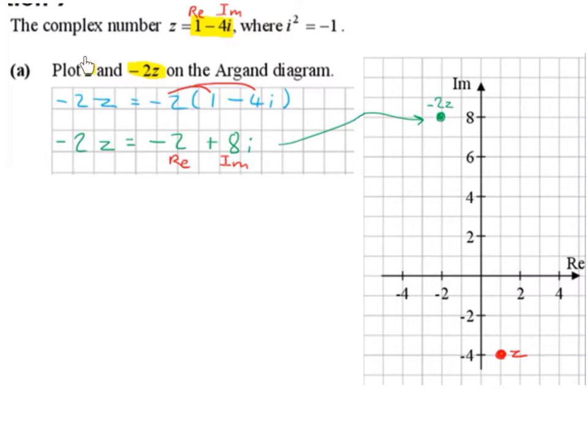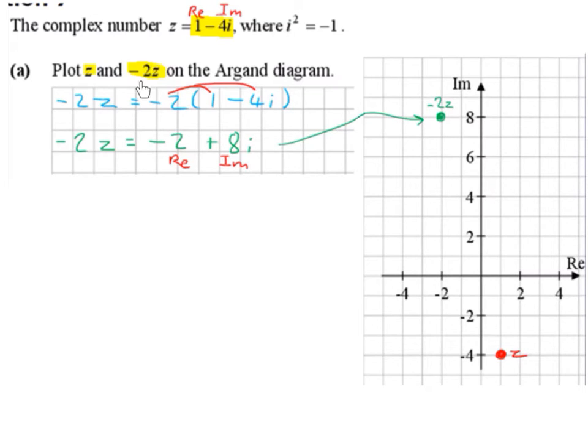So we're going to plot z on the Argand diagram to start off with. So z is 1 minus 4i. So you go to 1 on the real axis, which is about there, and minus 4 on the imaginary axis, which is about there. So 1, minus 4. So that's our point z.